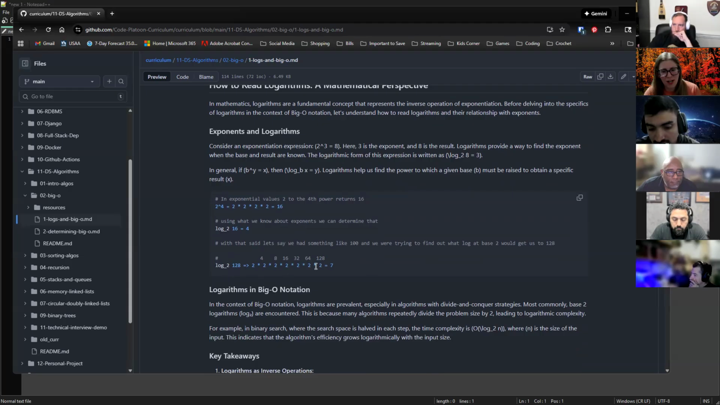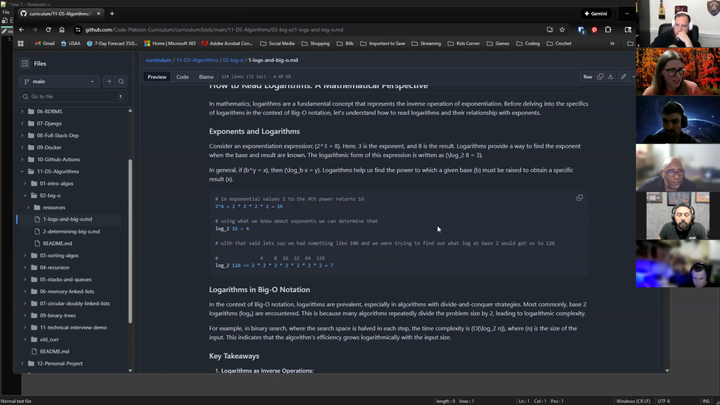So you would figure that out as we see here: base 2, the logarithm with a base of 2, with an answer of 128. We just figure out how many times we need to multiply it together to reach that answer. Here we can see we do 2 multiplied together 7 times to reach that answer. And that's how we figure out the answer to our logarithms.